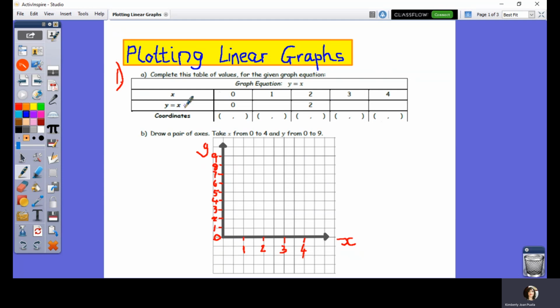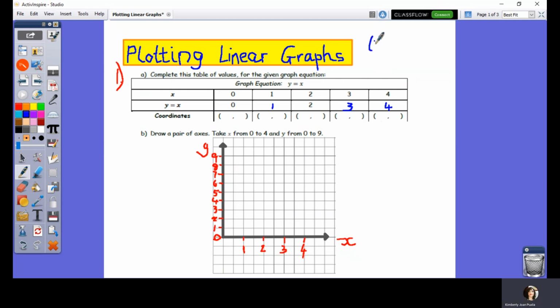Now, the y points, however, you take from working out the equation. The equation is telling us that the y points are equal to the x points. So here we have 0, since it is equal to its x point, which is also 0. Now we have the x point 1. Therefore, since they have to be both equal, this value is also 1. When x is 2, y is 2. When x is 3, y is 3. And when x is 4, y is 4.